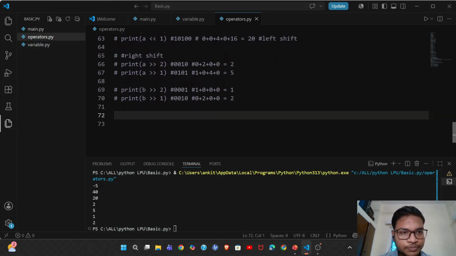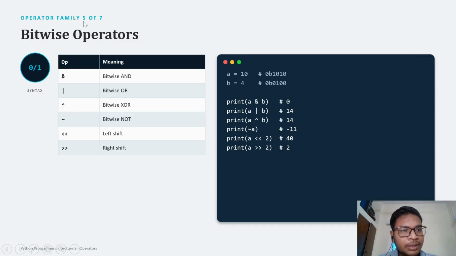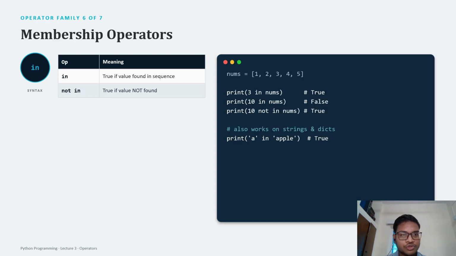So what is the next operator? I'm done with all five types of operator, and there are only two remaining operators here. So our sixth operator is the membership operator in our operator family. So what do you mean by membership operator? Membership operator deals with only two: in and not in. What do you mean by in and not in?